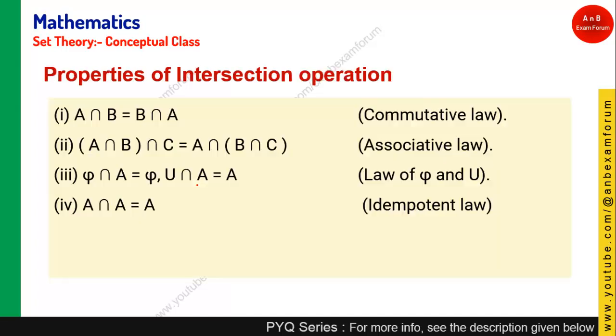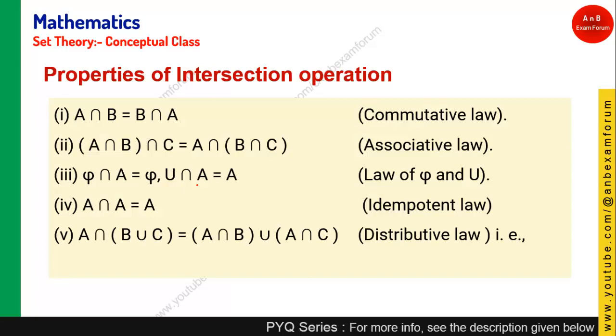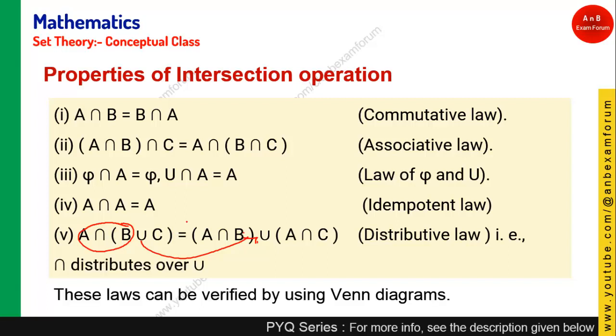The properties I will not repeat, they are similar to the union. But one more distributive law is there, because it operates in either way, like union and intersection. If intersection is in front of the bracket, then first these two will be taken, like A intersection B, then the union operation will be taken, and again A intersection will be taken. Like this, intersection is distributing over these two sets. This is similar to the numbers that we have seen, and this law can be verified with the help of a Venn diagram.